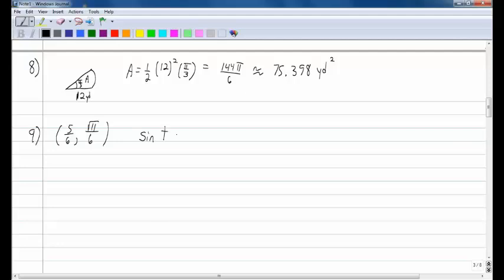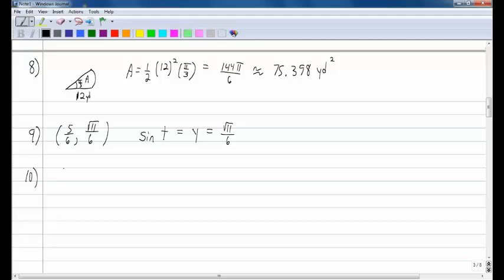But we're told in the directions that the point's on the unit circle. So sine of t, remember sine is usually y over r, but in this case we just use y. So that's going to be equal to the square root of 11 over 6. And we're done. The y coordinate right there is the square root of 11 over 6.